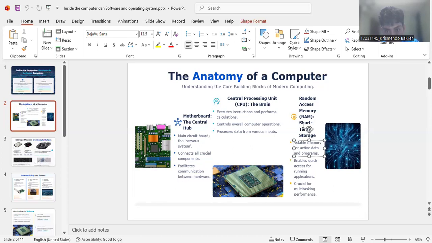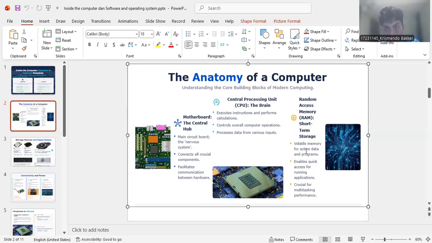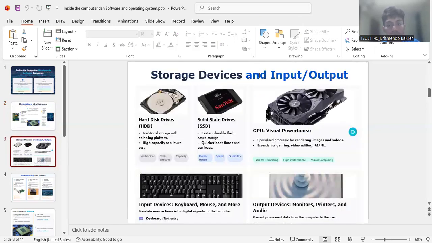Then random access memory, or RAM. RAM has these functions: first, volatile memory for active data and programs; second, enable quick access for running applications; third, crucial for multitasking performance. We have talked about the anatomy of the computer, and the next topics are storage devices.